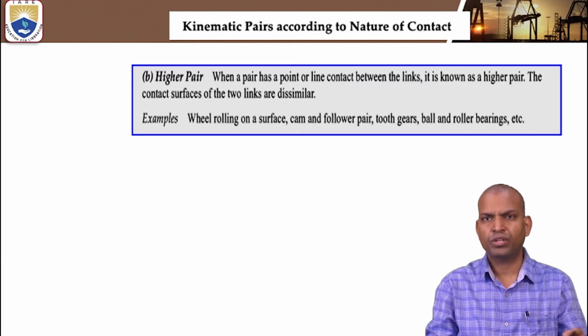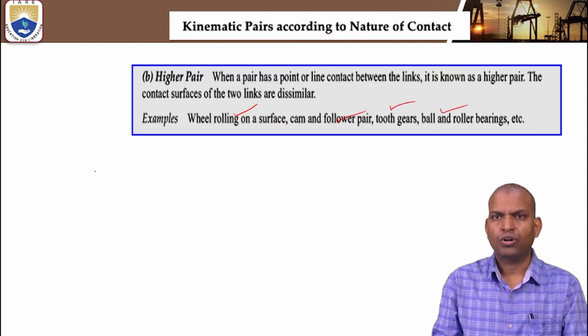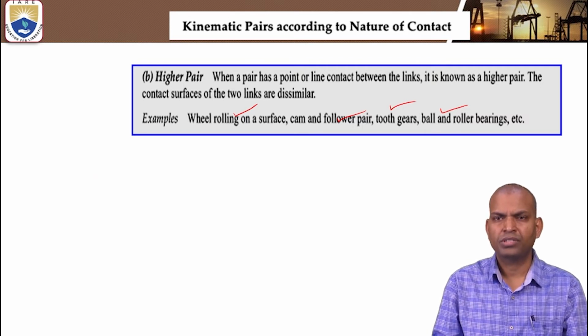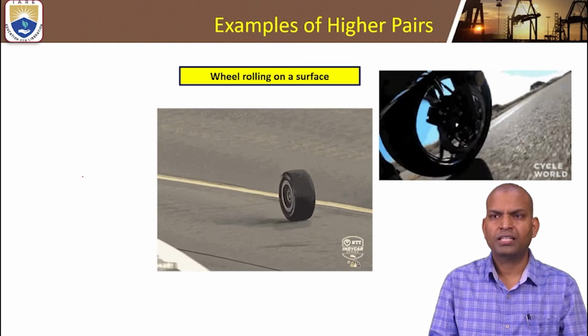Now the examples for lower pairs are wheel rolling on a surface, cam and follower pair, tooth gears, ball and roller bearings. All these examples I'll show you in animation views. Let us see. So here it is wheel rolling on a surface.